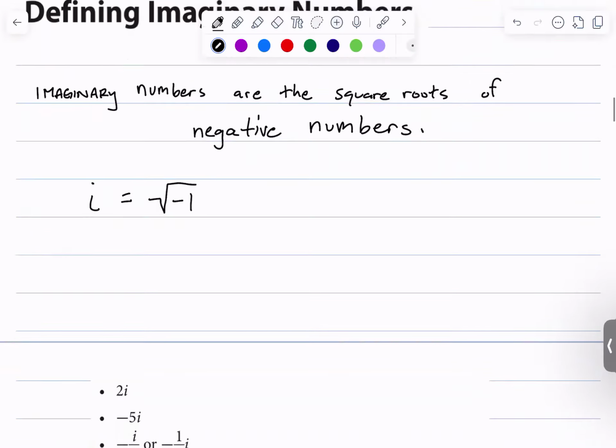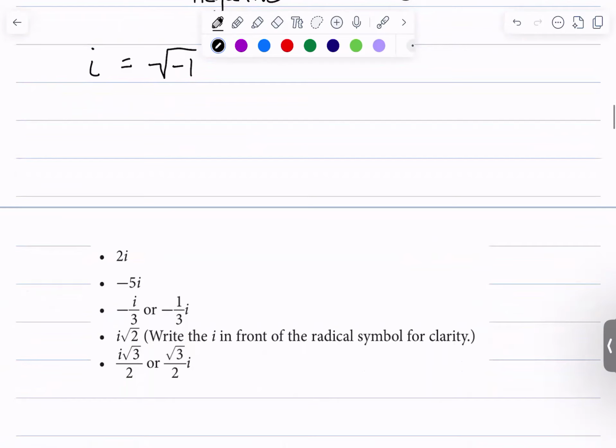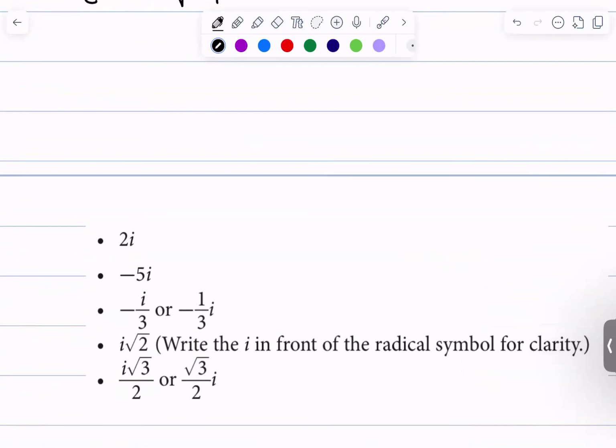So just a couple of examples here. Okay, like 2i is an imaginary number. Negative 5i is an imaginary number. Negative i over 3 or negative 1/3 i is an imaginary number. i square root of 2 is an imaginary number. And whenever we have a square root with the i, write the i in front of the radical symbol. Okay. And then i square root of 3 over 2 or square root of 3 over 2i.